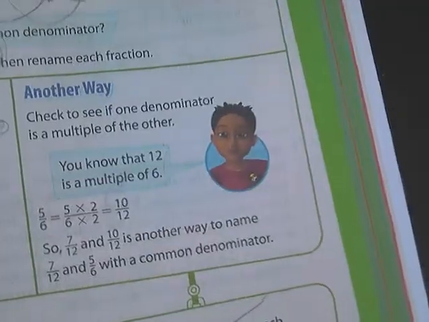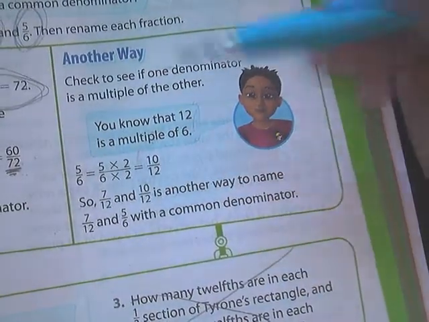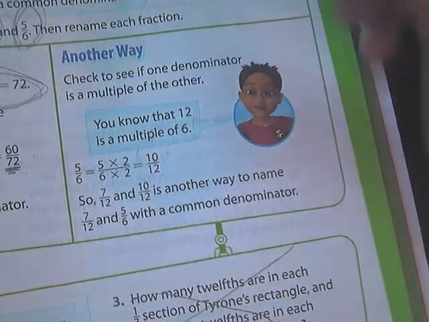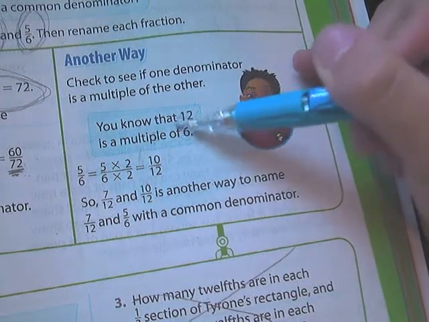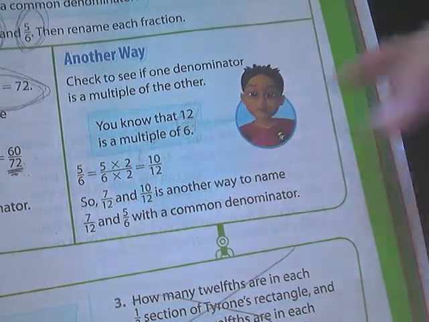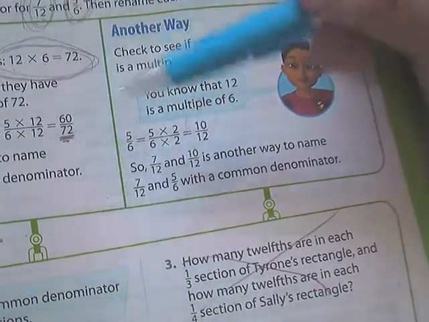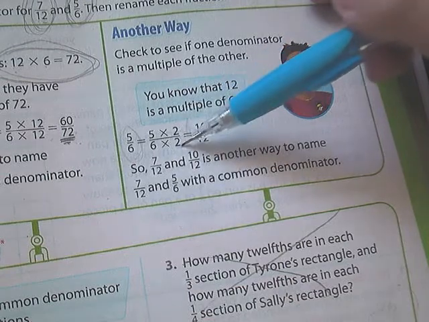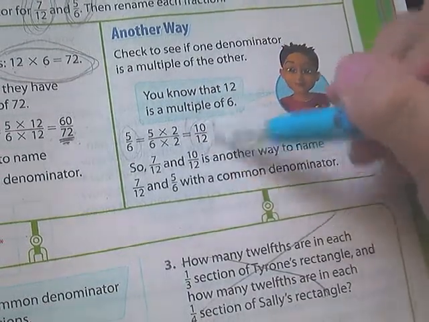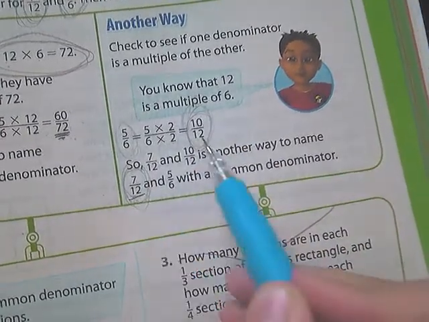Oh, sorry, I forgot to tell y'all about the second way. The second way that we're going to learn to do it is to pay attention and look at your denominators. The denominators that we had were 12 and 6. So we know that 12 is a multiple of 6. So we know that we can multiply by 2 to get to 12. So what they said that you can also do is look at 5 over 6, multiply it by 2 for the top and the bottom, and then get 10 over 12. So you could also get 10 over 12 and then 7 over 12, and you have a common denominator once again. So that's another way that you could do it.